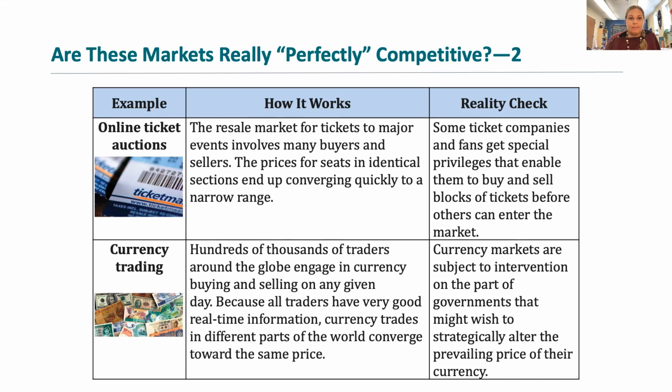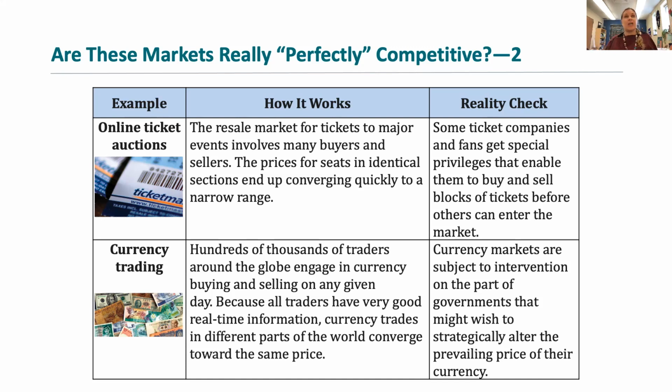Online ticket auctions. So the resale market for tickets, where someone buys up tickets and then resells them. These events often involve many buyers and many sellers. The prices for seats in identical sections end up converging quickly within a narrow range. But some ticket companies get special privileges that enable them to buy and sell blocks of tickets at a period of time when others can't. So this prevents free entry and free exit to this market. So it's not perfectly competitive.